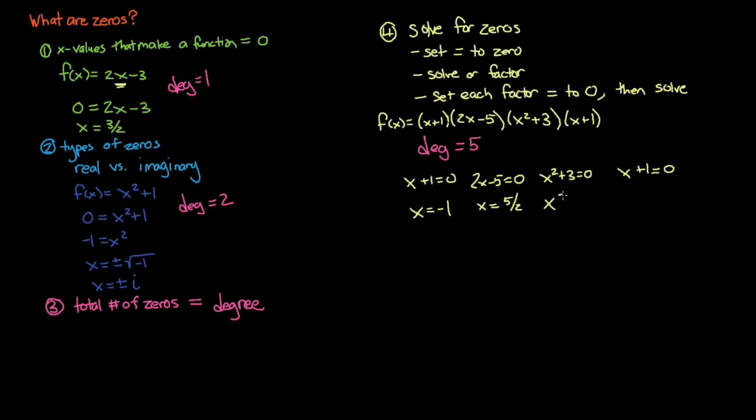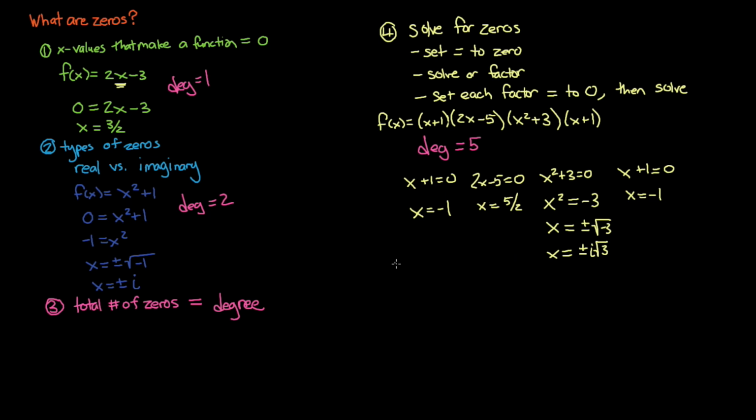So move the 3 over. We get x squared equals negative 3. Take the square root of both sides. We get x equals plus or minus the square root of negative 3. And remember, when you have the square root of a negative number, you can pull out an i. So that means we have x equals plus or minus i root 3. Nothing we can do with that 3 there, so we're going to leave it there. And then finally, with this last factor, we have x equals negative 1 when we move that over. So those are our zeros.